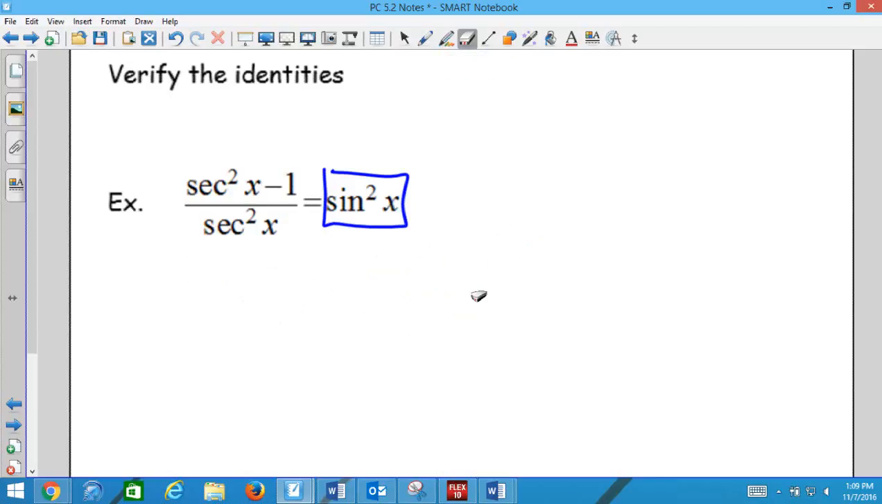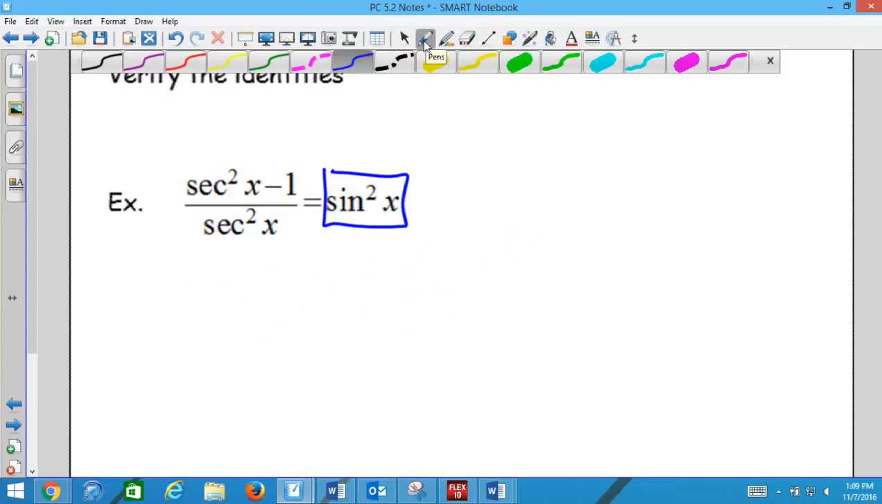We've got 6 questions. I'm going to do the 6 questions in different ways so you see all kinds of different approaches. But you could totally do this differently than the way I've done it. So we're going to work on the left side, secant squared x minus 1 over secant squared x.